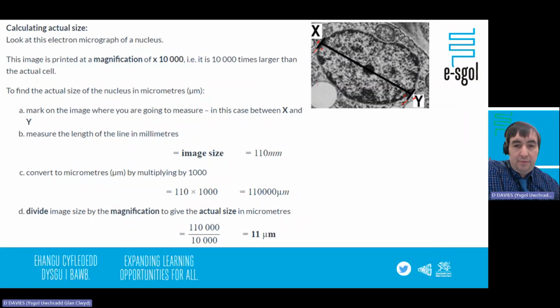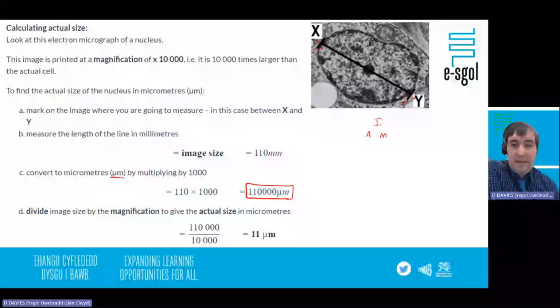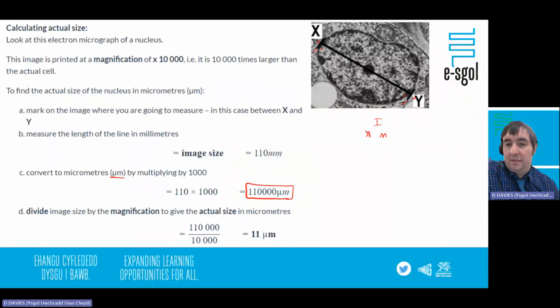So mark on the image, measure the line in millimeters. You convert that to microns, you multiply by 1,000, so that is the size of the image. That is I. And remember, I, M. I want to work out the actual size, so if I cover that, it's image divided by magnification. I've worked out the image size, and the magnification that I've got out of the question is 10,000. So the actual size of this nucleus is 11 microns long.